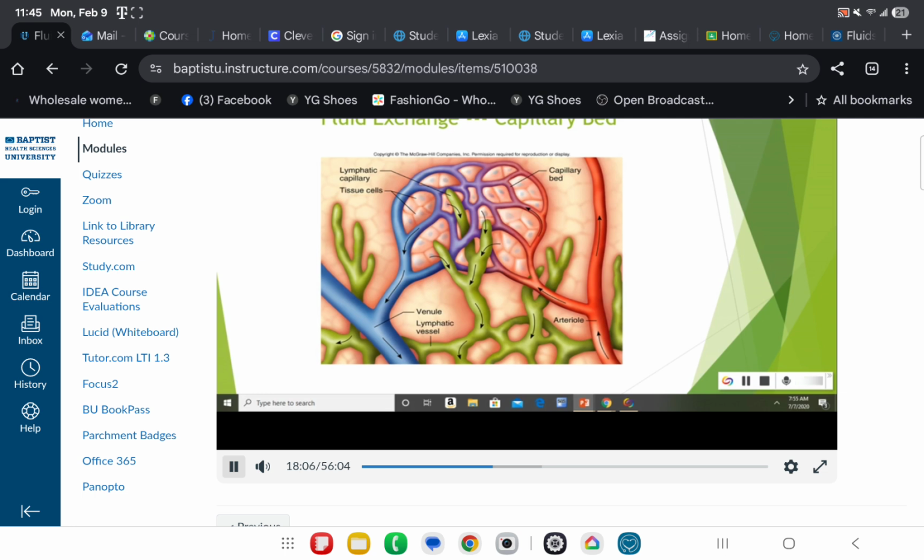And then, of course, you have your lymphatic vessel. Any fluid that was not reabsorbed on this venous end, the lymphatic vessel is going to come along and reabsorb it. In turn, that's going to keep any excess fluid from building up, and you want this process to happen, just like I have discussed.